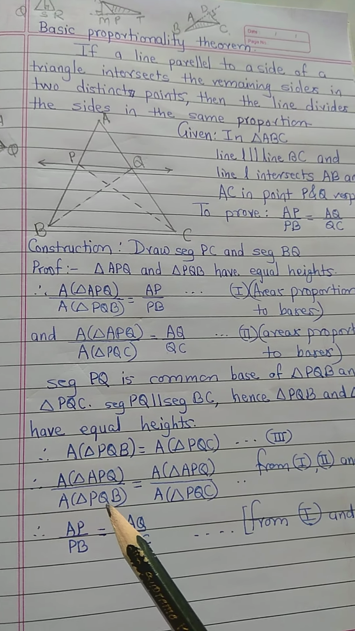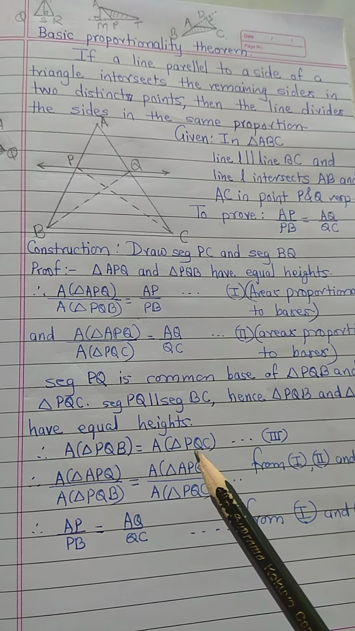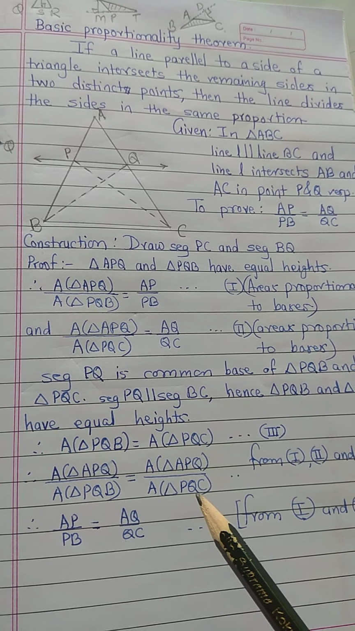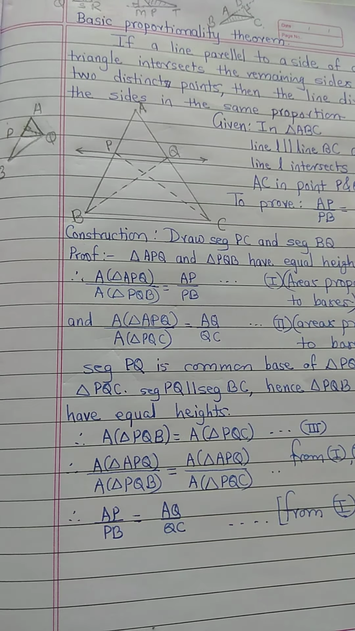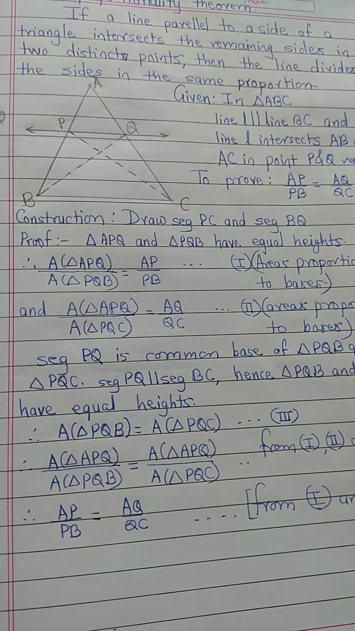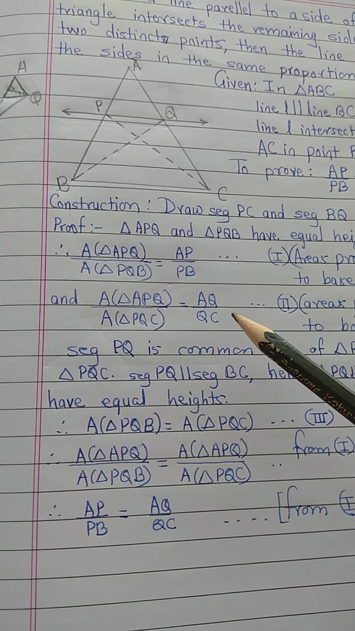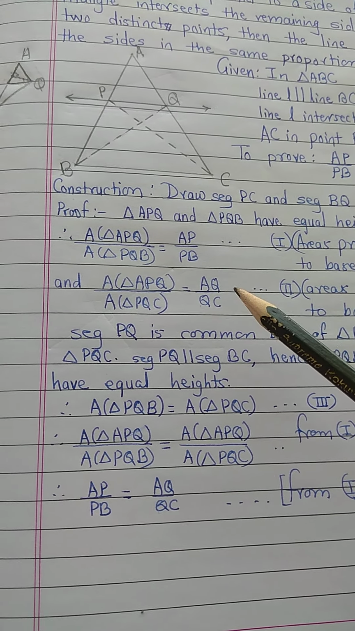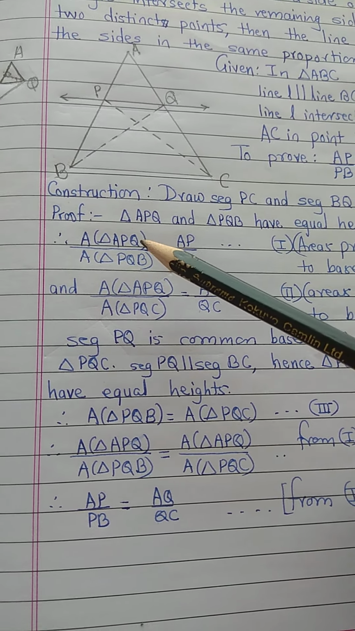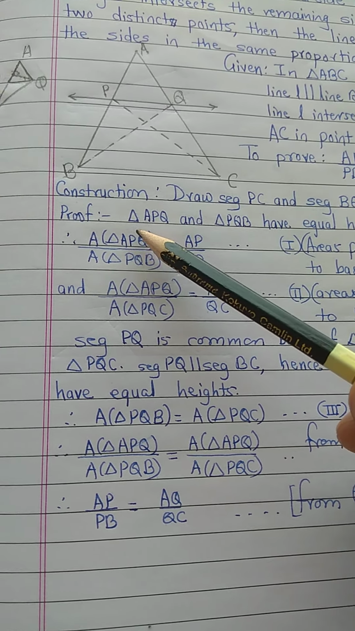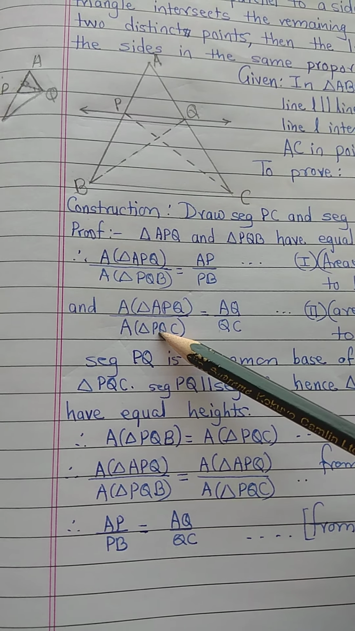Now, APQ upon PQB is nothing but AP upon PB, and APQ upon PQC is AQ upon QC. Hence the theorem. Once again, we can see that if we want to prove that AP upon PB is equal to AQ upon QC, we have to prove that this ratio should be equal to this ratio. Here we can see the numerator is equal. The denominators PQB and PQC, are they equal?